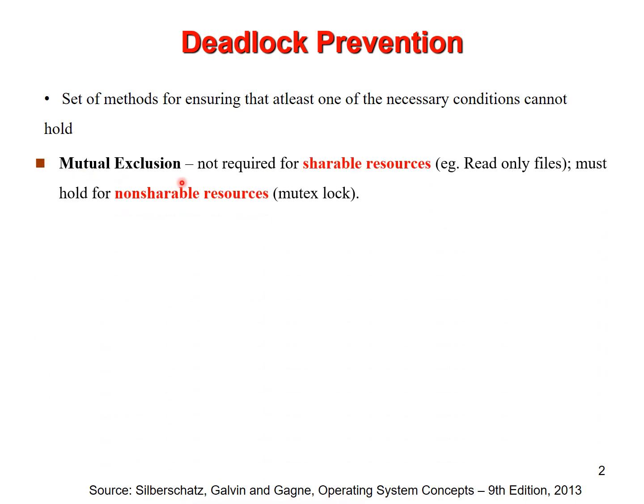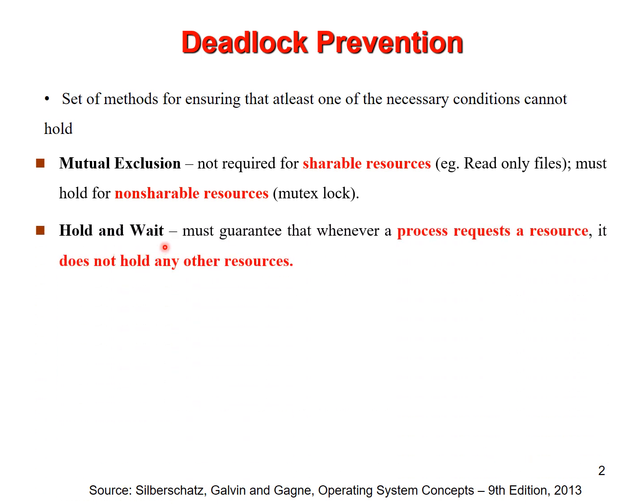First one, mutual exclusion. It's not required for shareable resources. For example, read-only files, a number of processes could share it at a time. But mutual exclusion should hold for non-shareable resources. For example, mutex lock.